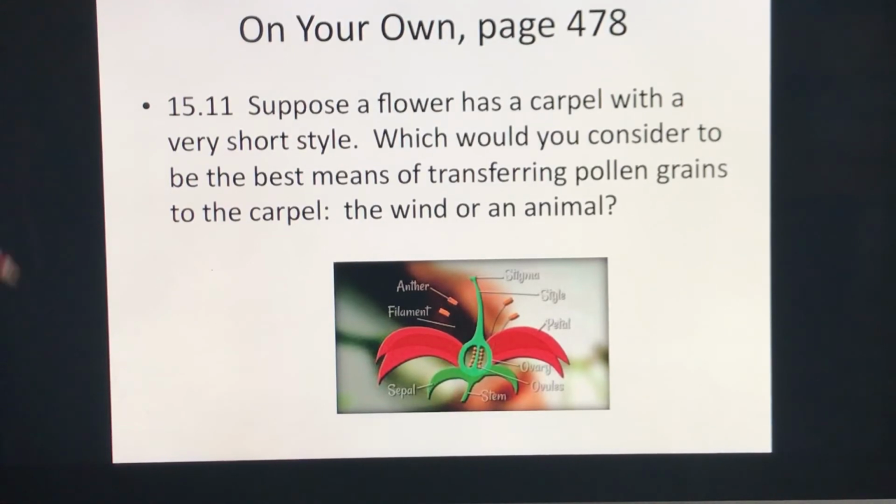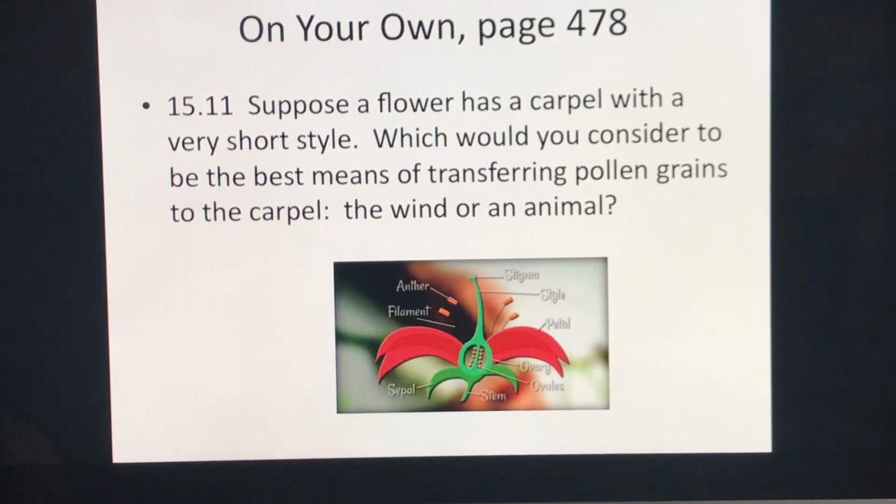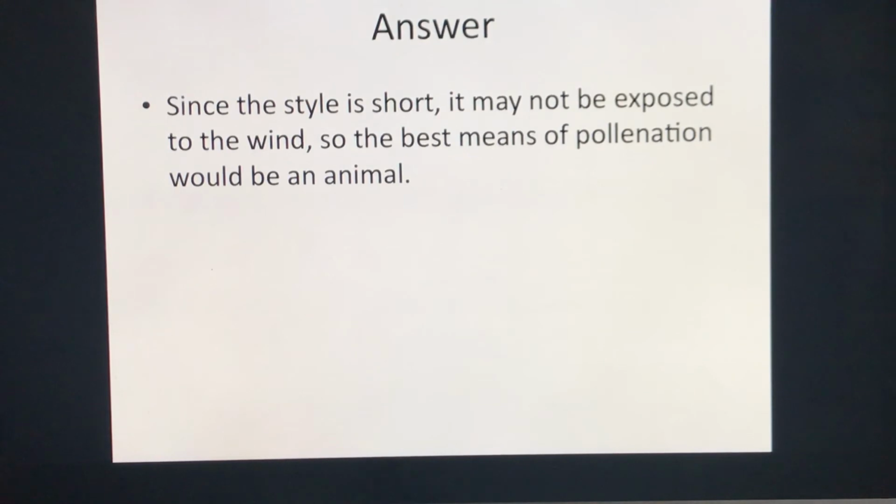All right, another On Your Own, 15.11. Suppose a flower has a carpel with a very short style. Remember, the style is this projection here. Which would you consider to be the best means of transferring pollen grains to the carpel, the wind or an animal? Well, in this case, if the style is short, it may not be exposed to the wind, so the best means of pollination would be an animal.